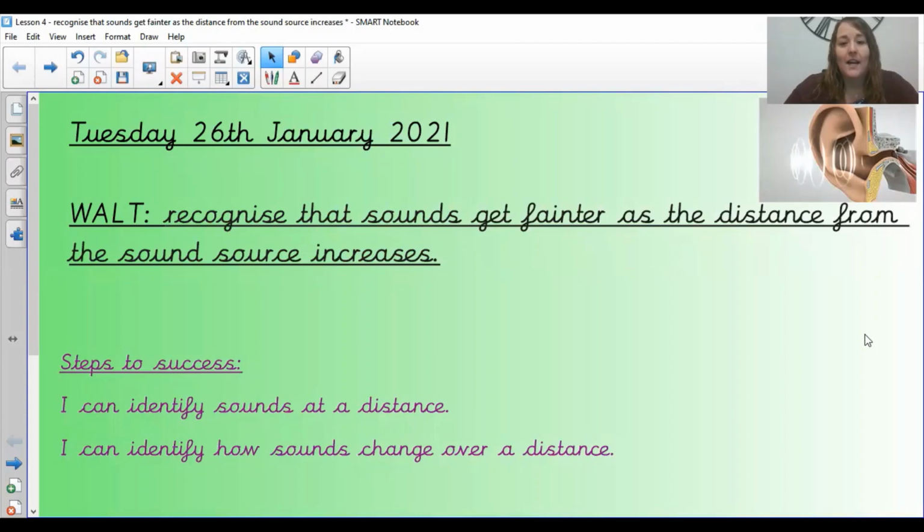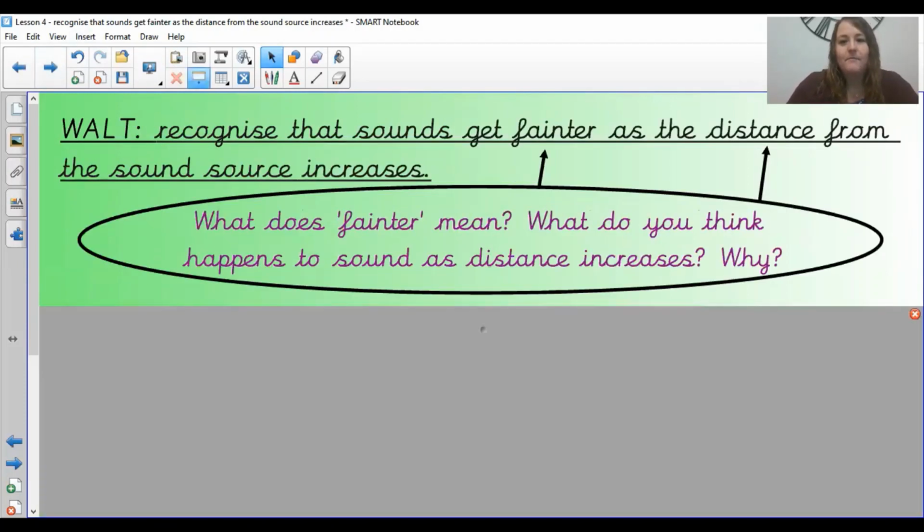Today we are going to be recognising that sounds get fainter as the distance from the sound source increases. So this is lesson 4. Okay, let's get started. So like I said, we're recognising that sounds get fainter as the distance from the sound source increases. What does fainter mean?